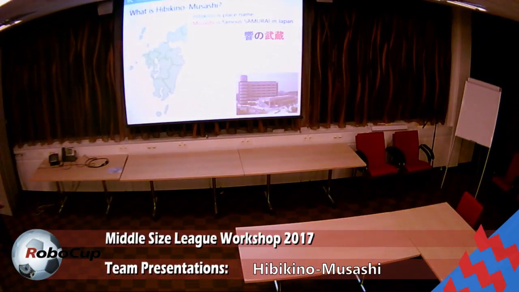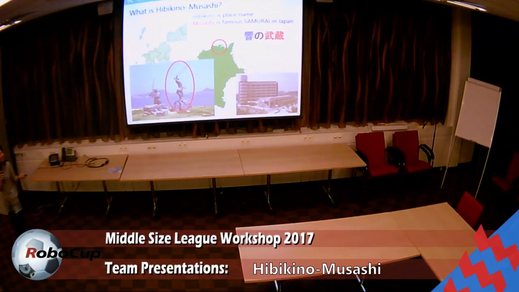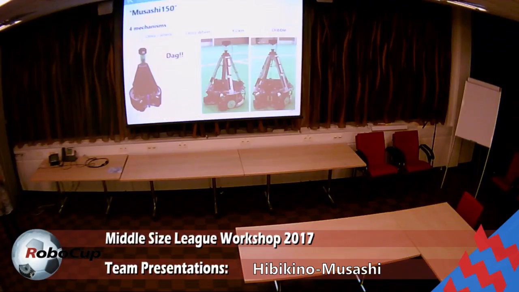So what does Hibikino Musashi's name mean? Hibikino is a place name. This is Fukuoka, and Hibikino is this area. The name comes from the Hibikino place. And Musashi is a famous samurai in Japan, Miyamoto Musashi. So we take his name. And this is our university. Okay, so I talk about Hibikino Musashi's robots.